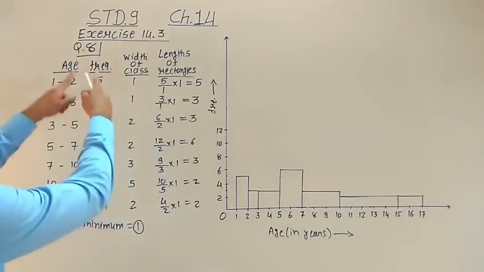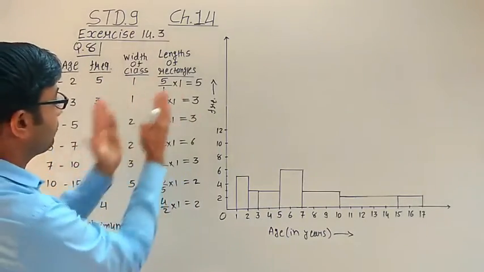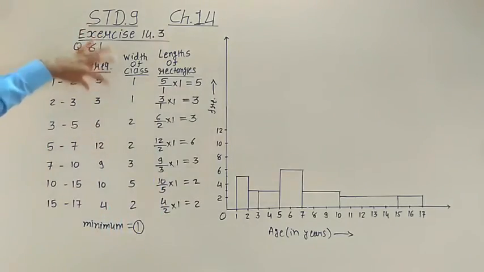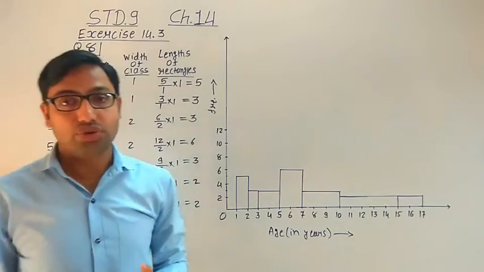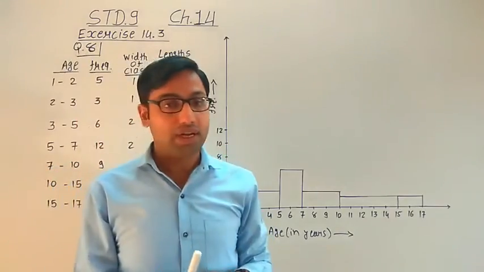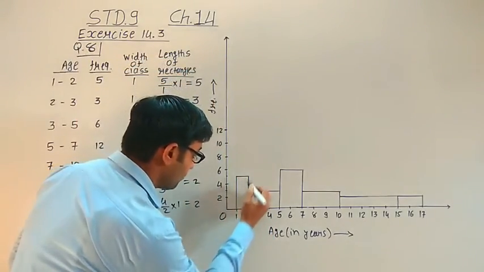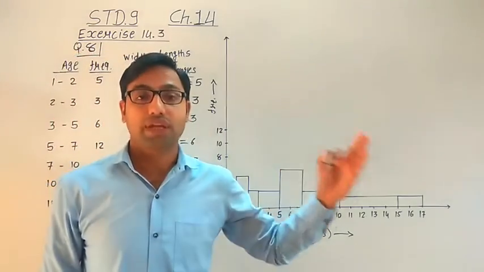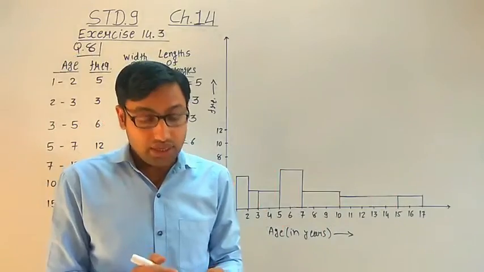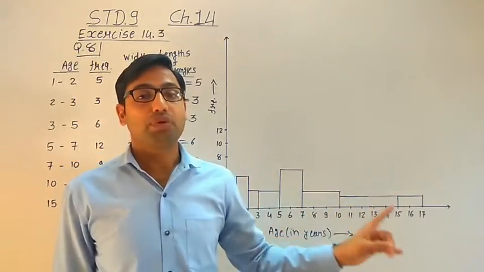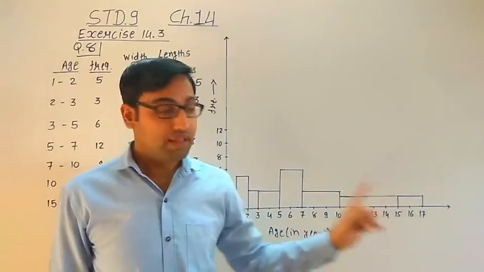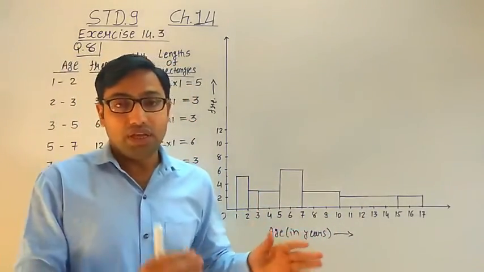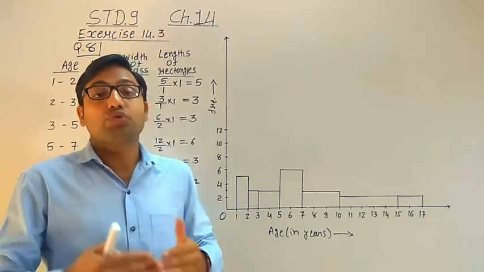So why did we make this change? Why did we change the length of the rectangles? Because if we take these frequencies, then the rule of the histogram, that is the area of the rectangle, that we will not get according to the frequency. The area of the rectangle and the frequency should be in direct proportion. That means if the frequency is increased, the area should be increased. If the frequency is lower, the area should be lower.